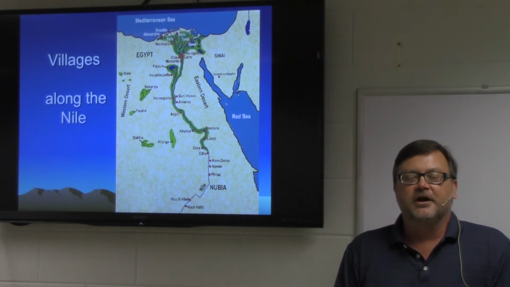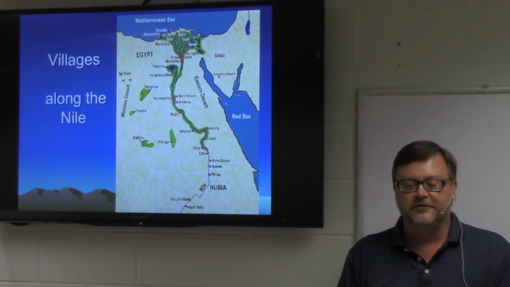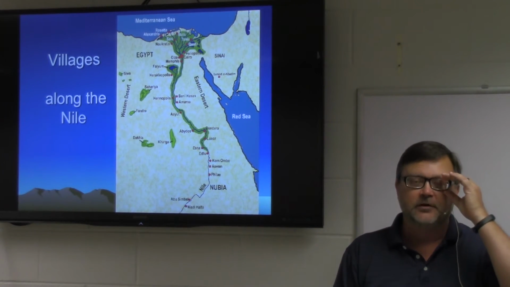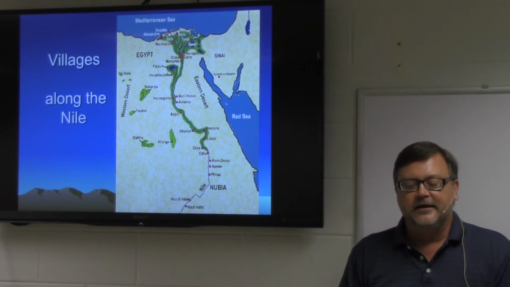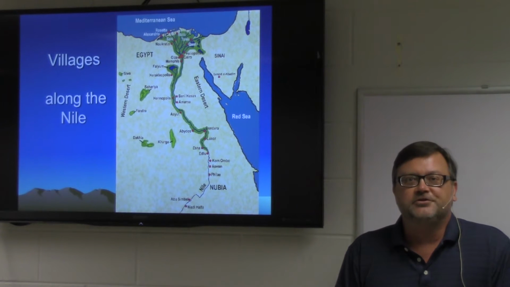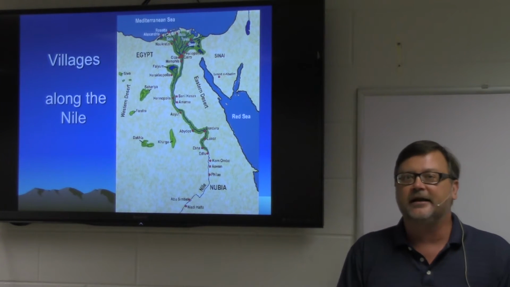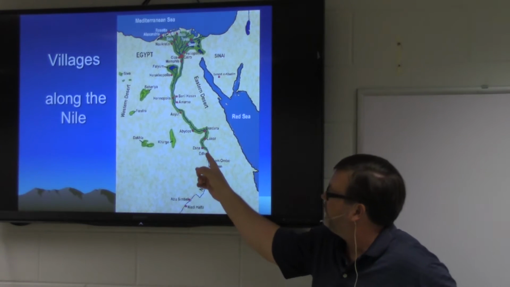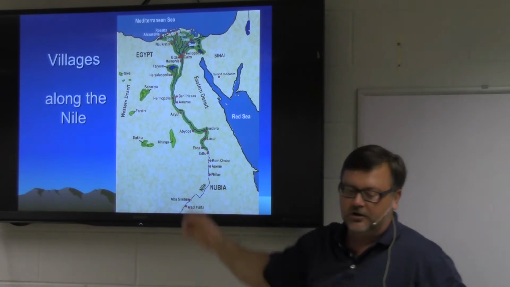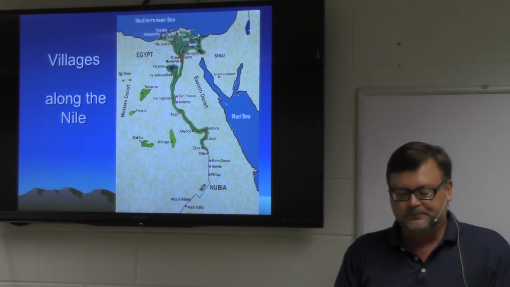When civilization comes, or when people start moving here to this Nile River, they end up in villages. We talked about Mesopotamia having cities and city-states. Ancient Egypt is one of villages. Population not gigantic, but it's just kind of scattered along the river. All these little villages along hundreds of miles of the river.